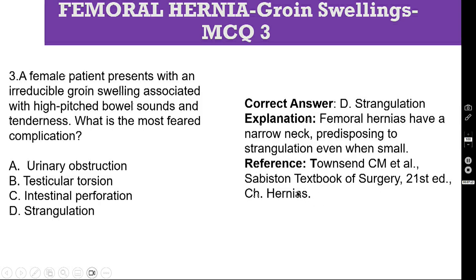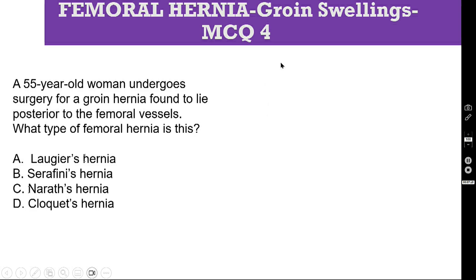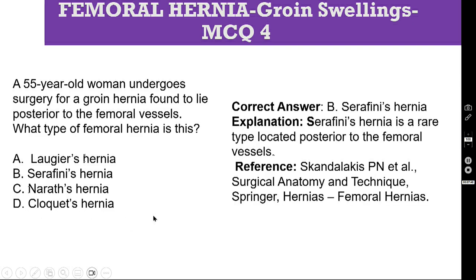Reference is from the Sabiston textbook of surgery, 21st edition. Coming to MCQ number 4: a 55-year-old woman undergoes surgery for a groin hernia found to lie posterior to the femoral vessels. What type of femoral hernia is this? A. Cloquet's hernia. B. Serafini's hernia. C. Laugier's hernia. And D. Cooper's hernia. The correct answer is B.